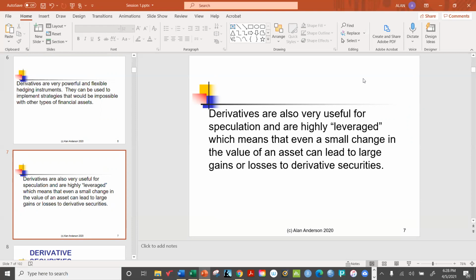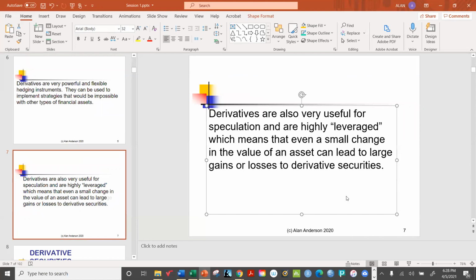Unlike, let's say, the underlying securities like stocks or bonds, whose prices, even when they bounce around a lot, are by comparison fairly stable. So we'll discuss that as we go along. But the idea here is that derivatives can be extremely volatile.